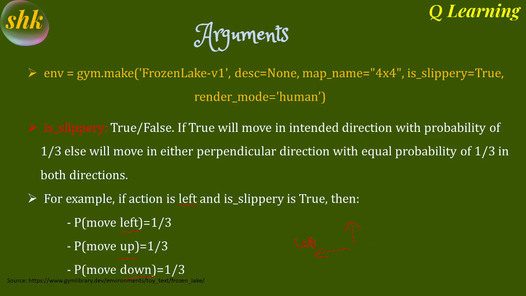This is the left side intended action, but the agent will move either in the upward direction or downward direction, which are perpendicular to the intended direction. So as three actions are there, the probability of each action is equivalent to 1/3. If slippery is not there, then whatever the intended action is, for that we are going to give the probability as 1.